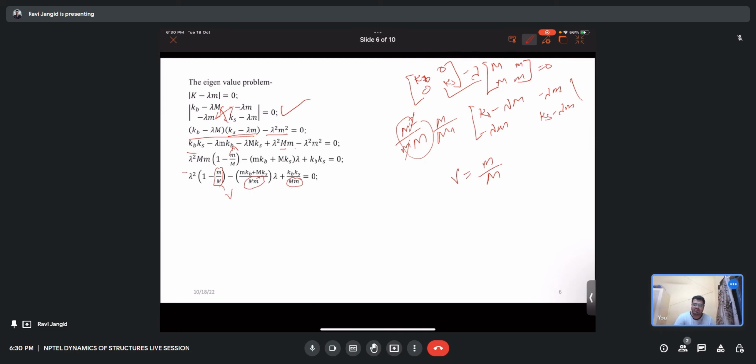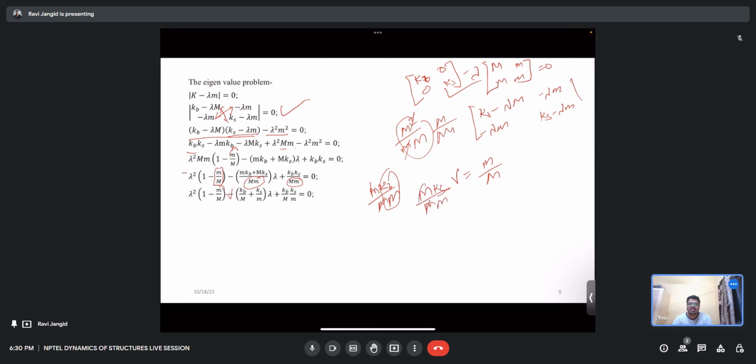Now let's further modify and rearrange this. In the first term, m kb is divided by small m times capital M, so small m will be cancelled out and that becomes kb by M. For the second term, capital M ks is divided by capital M small m, so that will be cancelled out, so that ks by m will remain there. And I can rearrange this as kb divided by capital M, ks divided by ks.